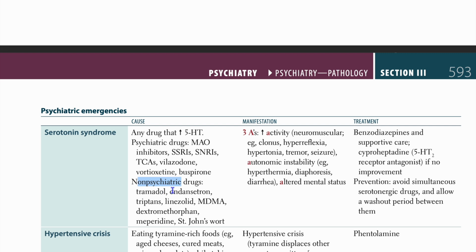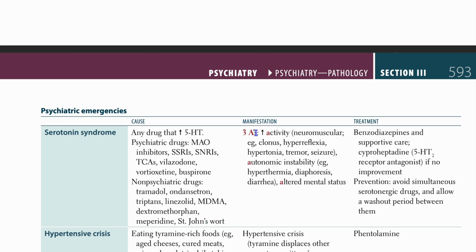Non-psychiatric drugs are tramadol. You need to remember these ones. These are the most important ones. The psychiatric ones are pretty obvious, but these ones sneak up on you: tramadol, ondansetron, triptans, linezolid, MDMA, dextromethorphan, meperidine, and St. John's wort.